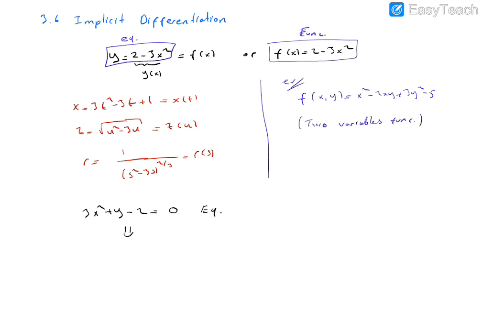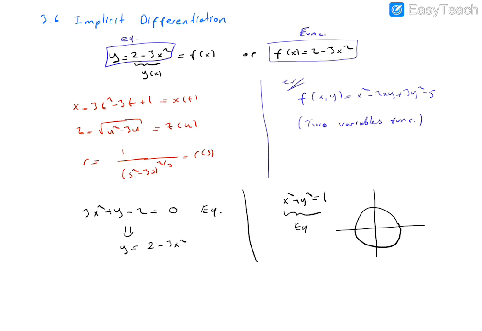From here, easily you can obtain y. y is 2 minus 3x squared. So you can sketch the graph, etc., because this equation describes a function. But sometimes an equation doesn't describe a function. For example, x squared plus y squared equals 1. Everybody knows the graph of this equation is the unit circle, but it is not a function. This is an equation, but y cannot be written as a function of x.